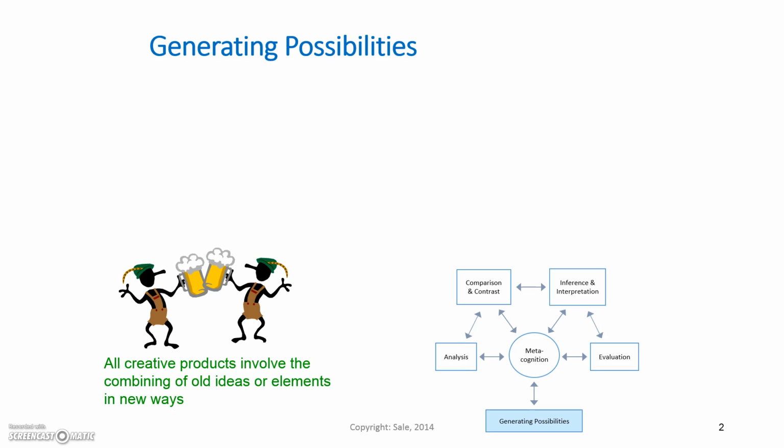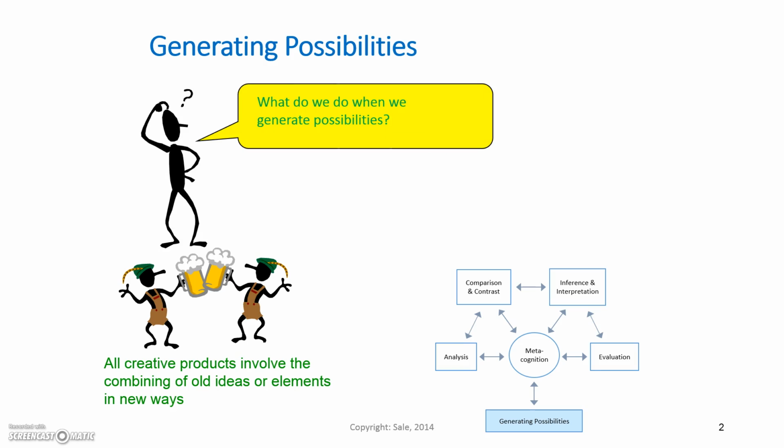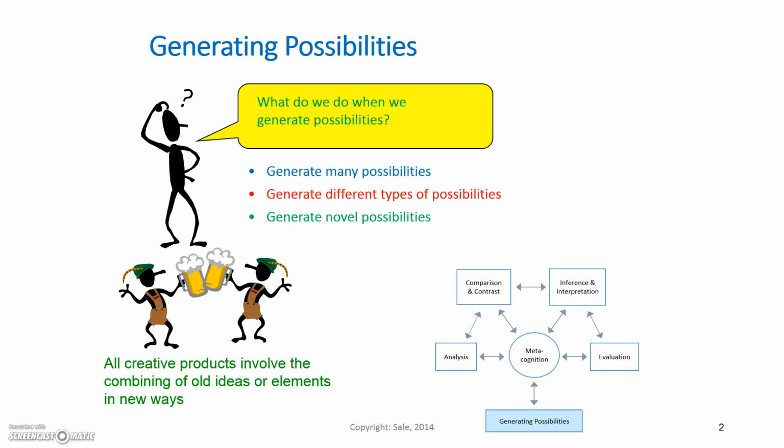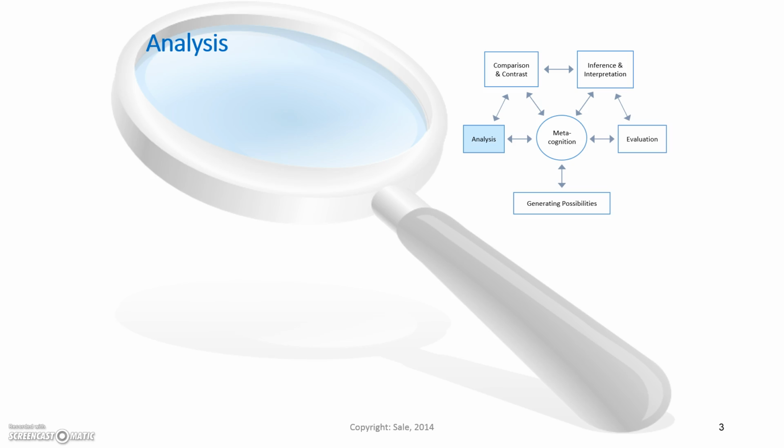Generating possibilities. Let's do the creative thinking first. It's pretty easy, but it's difficult in practice. We generate many possibilities, different types of, but this is the big one, isn't it? Can we actually come up with novel possibilities that are useful in practice? That's where the big bucks are. Let's move on to critical thinking.